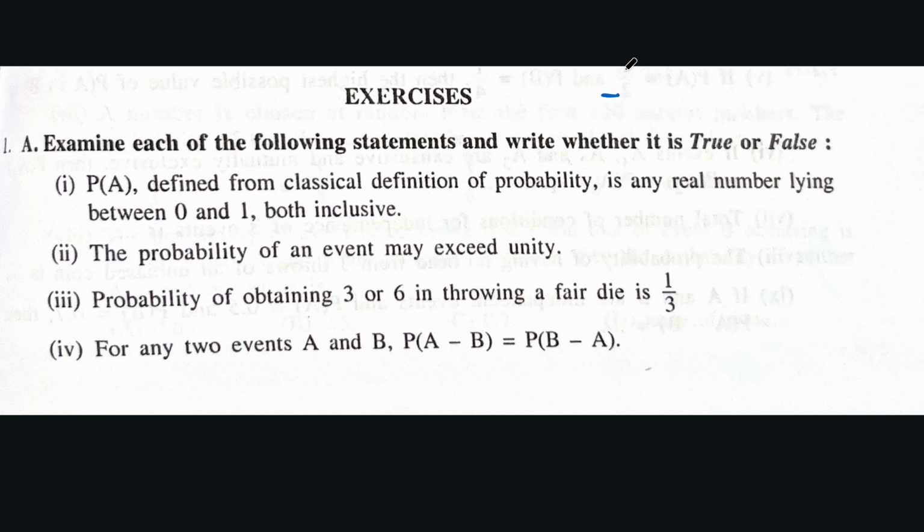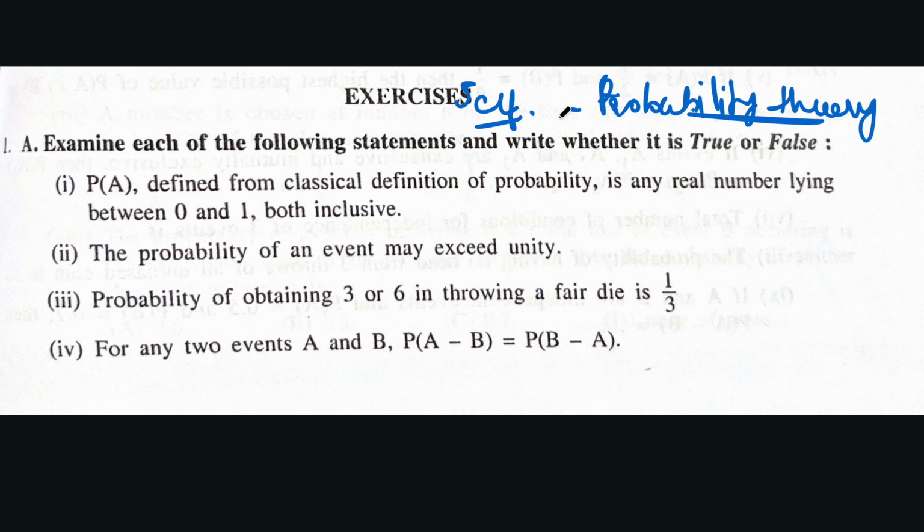Going to be solving questions related to probability theory. Obviously, there's going to be a lot of questions. I'm doing this for self practice only. Again, the mantra here is self practice. Okay, the first question is: probability of A defined from the classical definition of probability is any real number lying between 0 and 1, both inclusive.